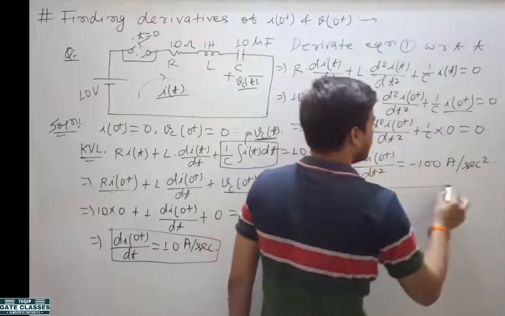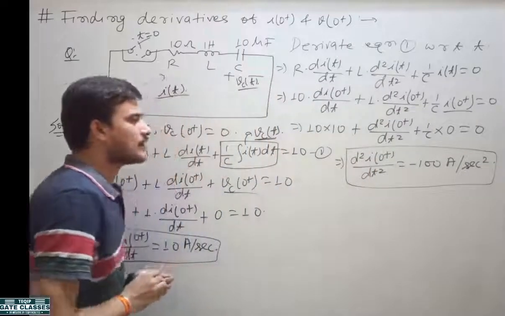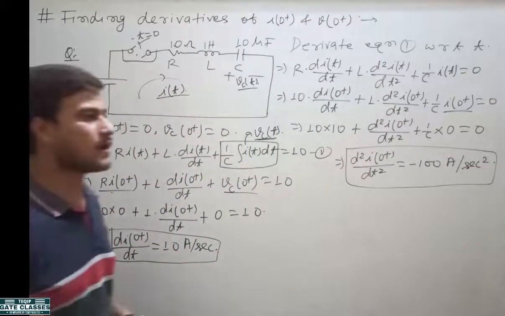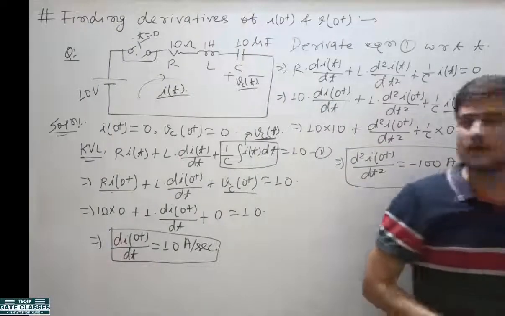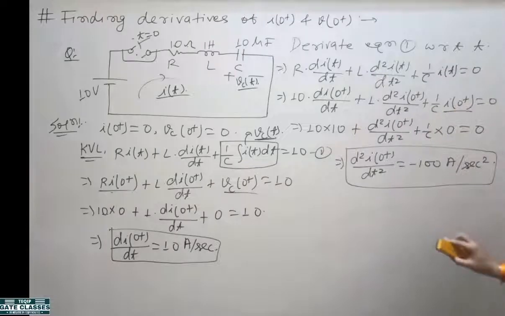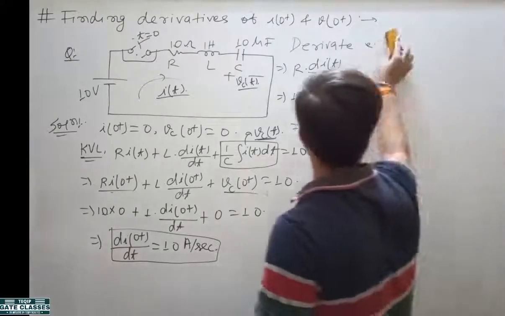Here the unit will be ampere per second square, because current divided by time square means ampere per second square. Clear? So you obtained the answer of this question. Next, let us discuss one more question on this topic.